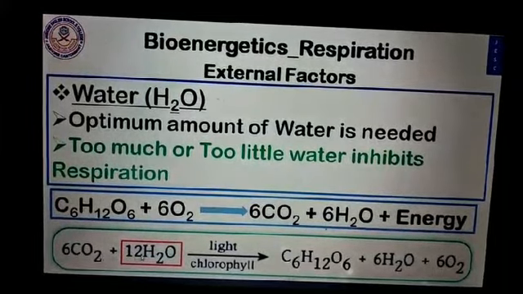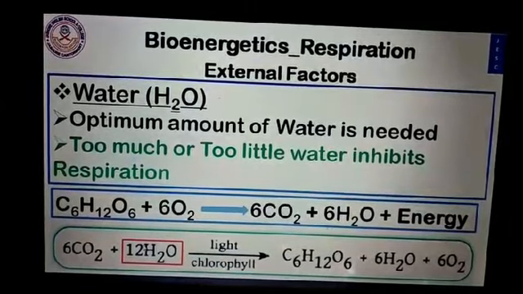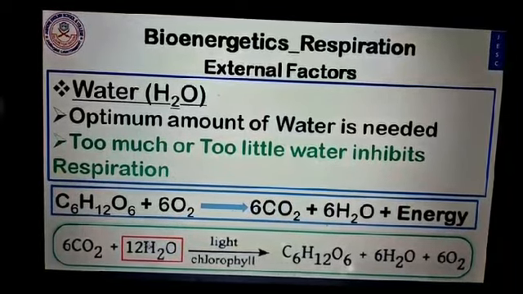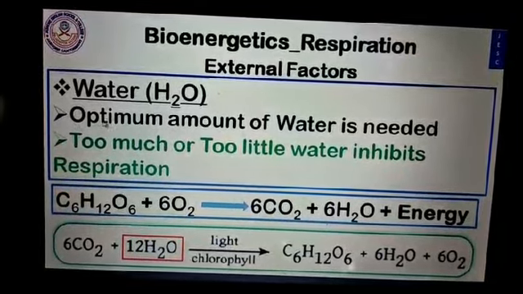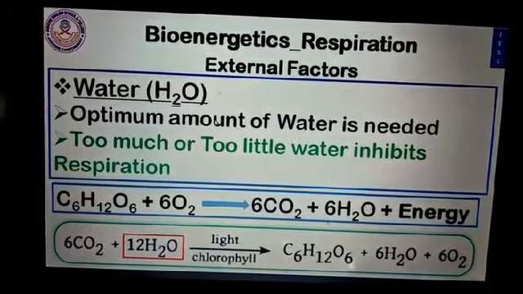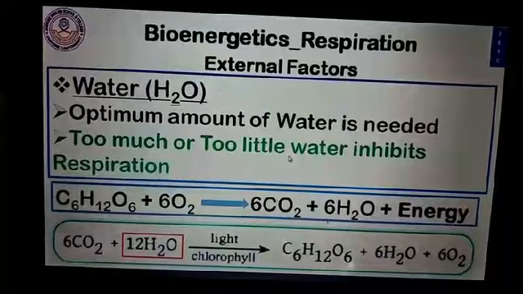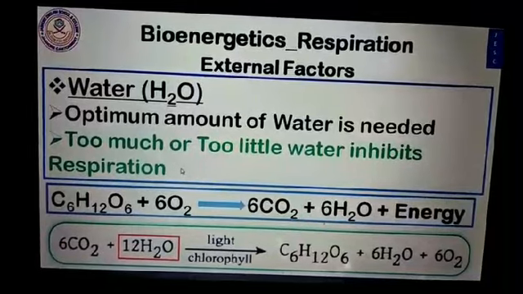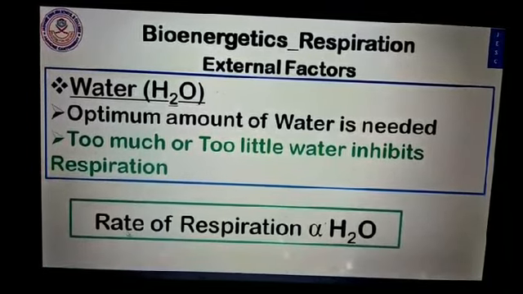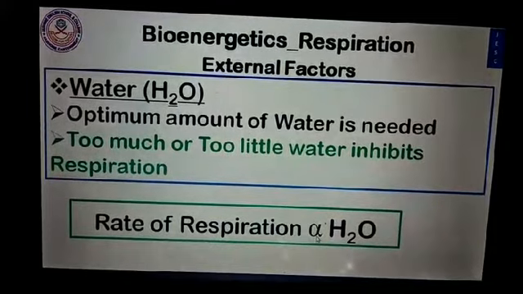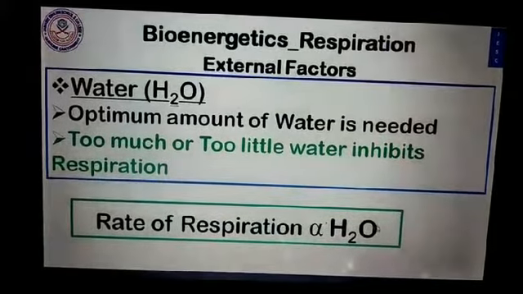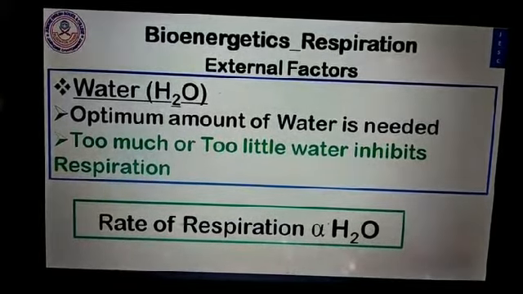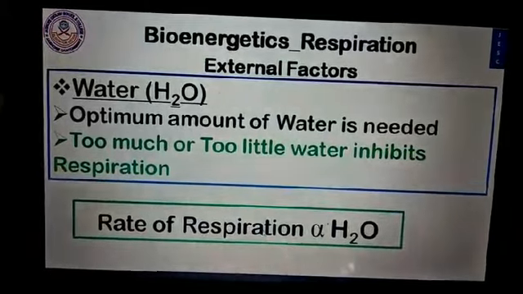So water definitely plays a very vital role, not directly but indirectly. So ultimately water is needed, and definitely in an optimum amount. Too much water, or too little water, or scarcity of water definitely inhibits respiration. So we can say the rate of respiration is directly proportional to water. That means if water increases, the rate of respiration will also increase. If water decreases, then the rate of respiration will also decrease.